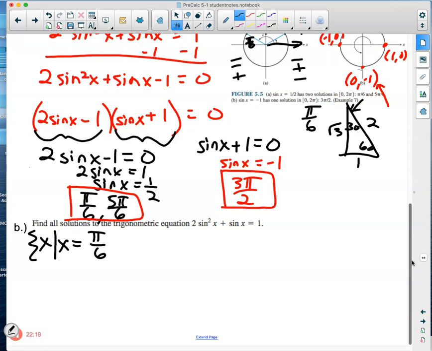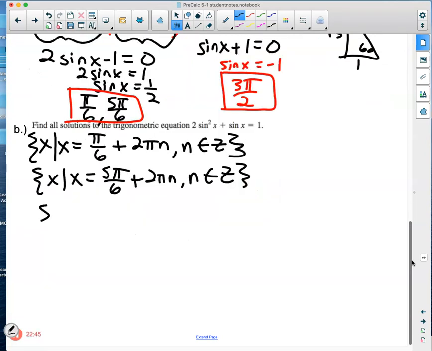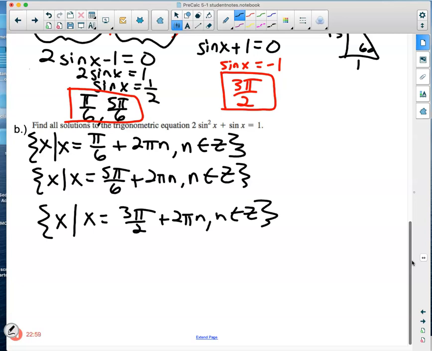So x equals pi over 6 plus the coterminals, which would be 2 pi n, where n is the set of all integers. And x is defined as x equals 5 pi over 6 plus 2 pi n, where n is a set of all integers. And then that 3 pi over 2, that's kind of standing out all by itself there. But again, we have to cover all the coterminal angles. So that will be 3 pi over 2 plus 2 pi n, where n is the set of all integers Z. And now we have it.